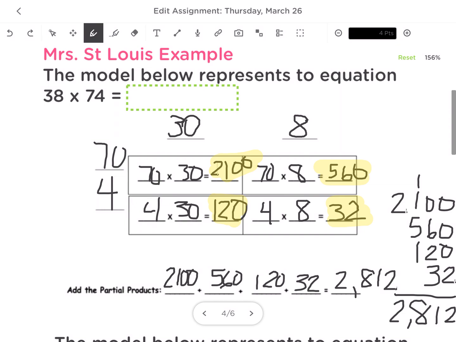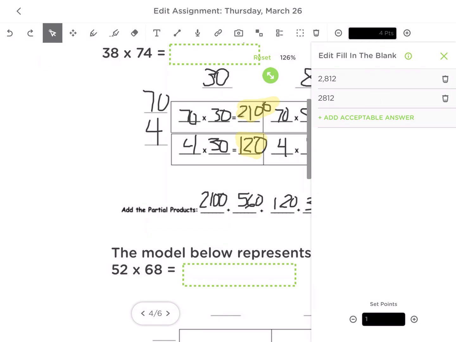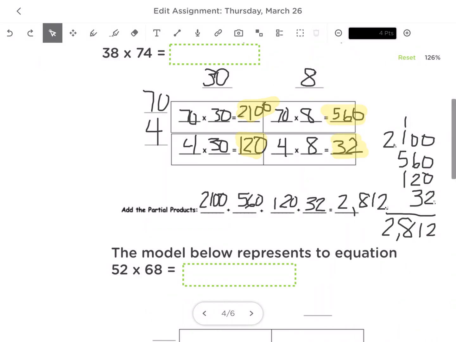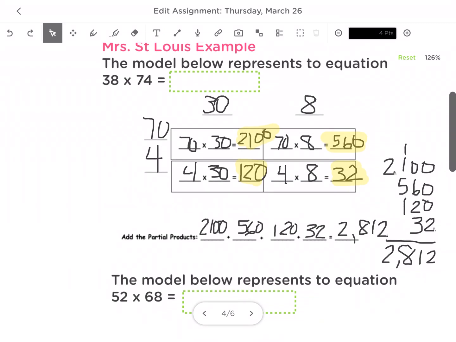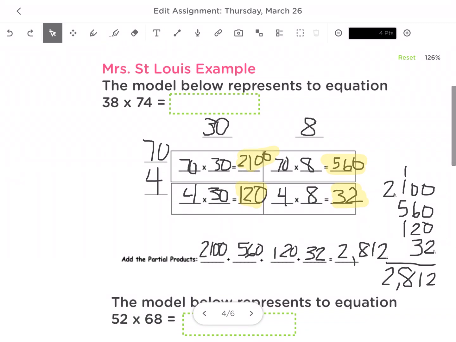Okay. So that is how you do the area model. Just like we've been doing this week, you're going to type that answer into that box there. Mine looks a little different because I'm on the teacher mode, so it'll actually just show you the answer on mine, but you're going to type that in there to show me what your answer is and to check your work.